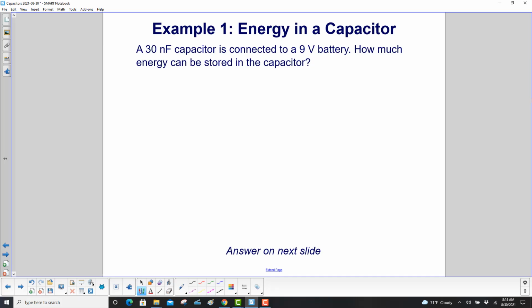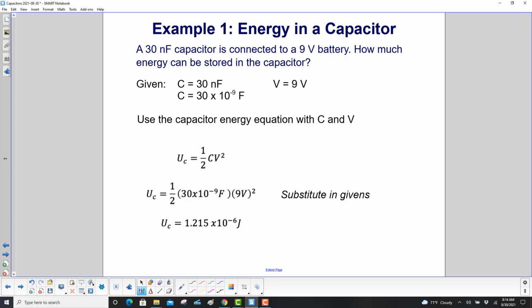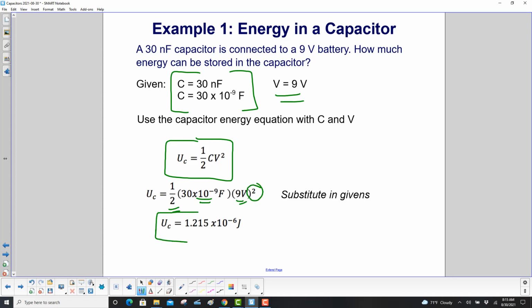A 30 nanofarad capacitor is connected to a 9-volt battery. How much energy can be stored in the capacitor? The capacitance is in nanofarads, so that has to be converted to farads. So 1 nanofarad is 10 to the minus 9th farads. Here's our voltage. The capacitor energy equation is 1/2 CV squared. So there's the 1/2. Here's the capacitance. Here's the voltage, and make sure you square it. And you get an energy of 1.215 times 10 to the minus 6 joules.